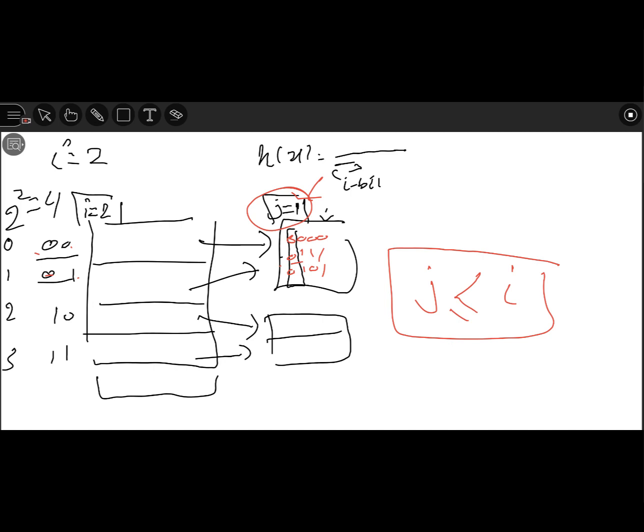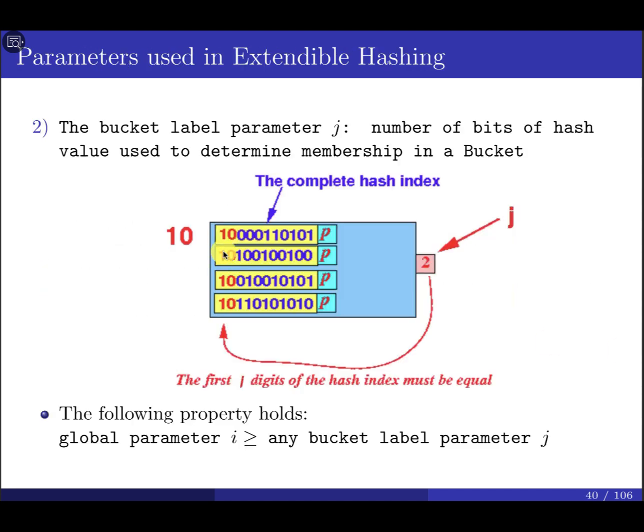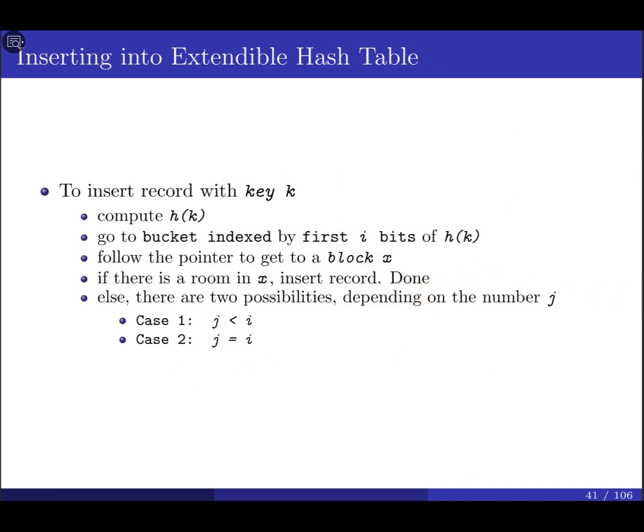So we said 2 integers. The global parameter is the number used in the hash key to look up the hash bucket, and it also controls the number of slots in the directory that we have. And we have another thing we call the bucket label, or the local parameter j, which is the number of bits of the hash value that's used in order to determine the membership within this bucket. That summarizes what we talked about here. Good. When you say j equals 2, it specifies that all of them must agree on the first 2 bits.